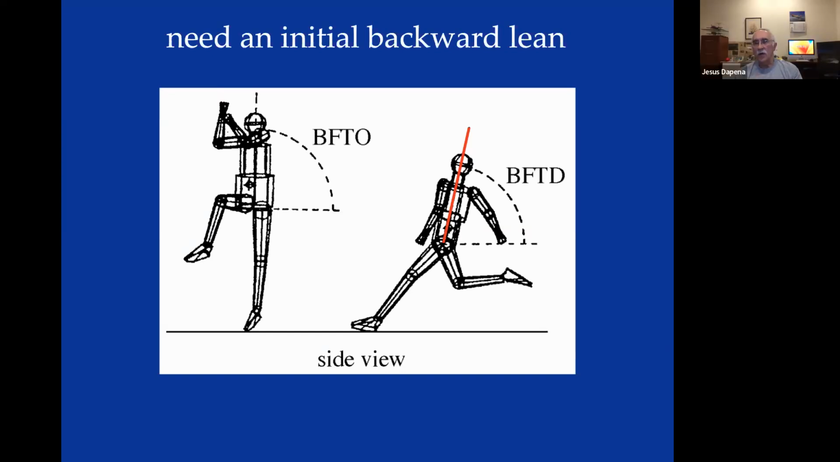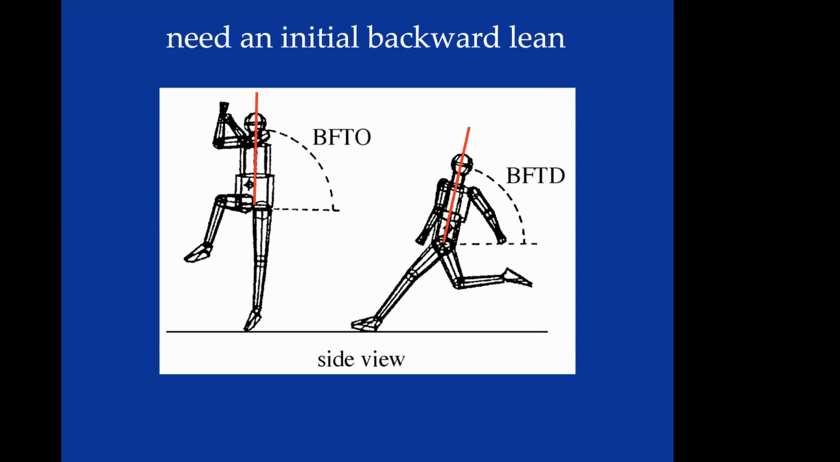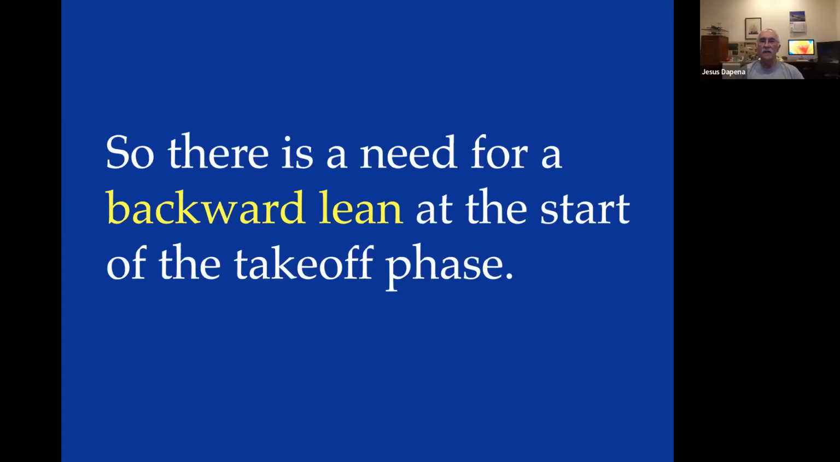So the athlete will go from this backward lean at the start of the takeoff phase to this position we see over here, which is a vertical position at the end of the takeoff phase. So we have a need for a backward lean at the start of the takeoff phase, obviously.